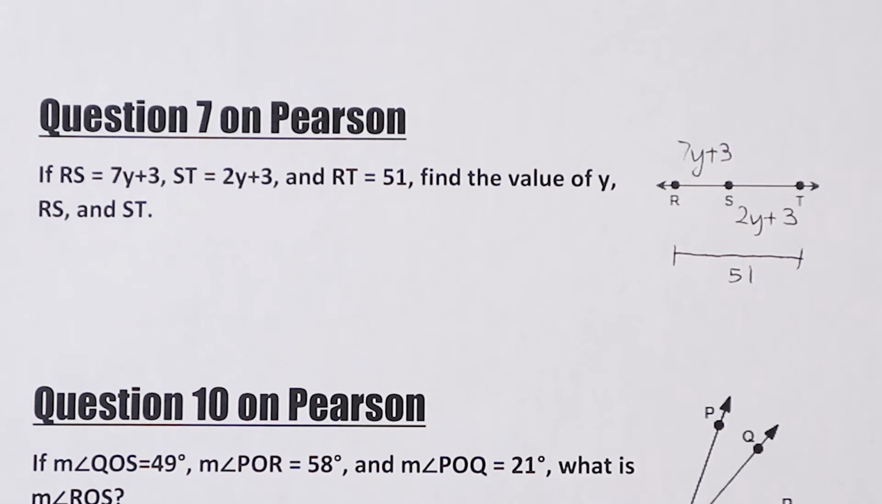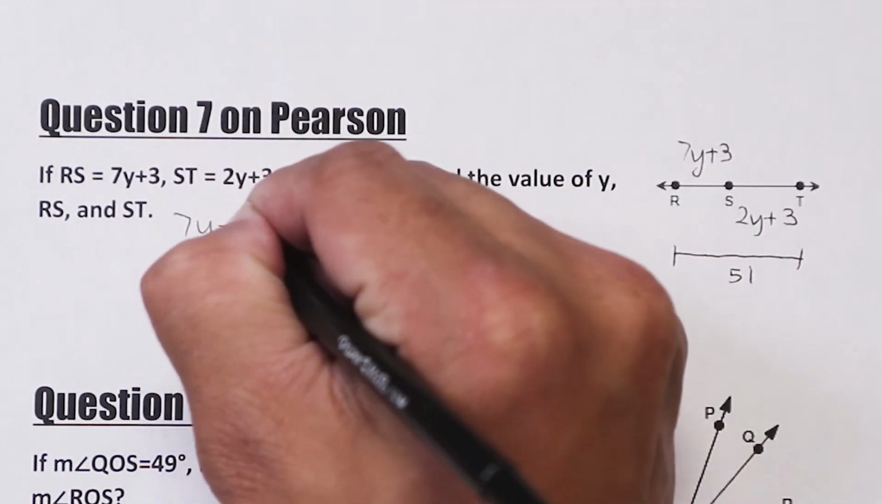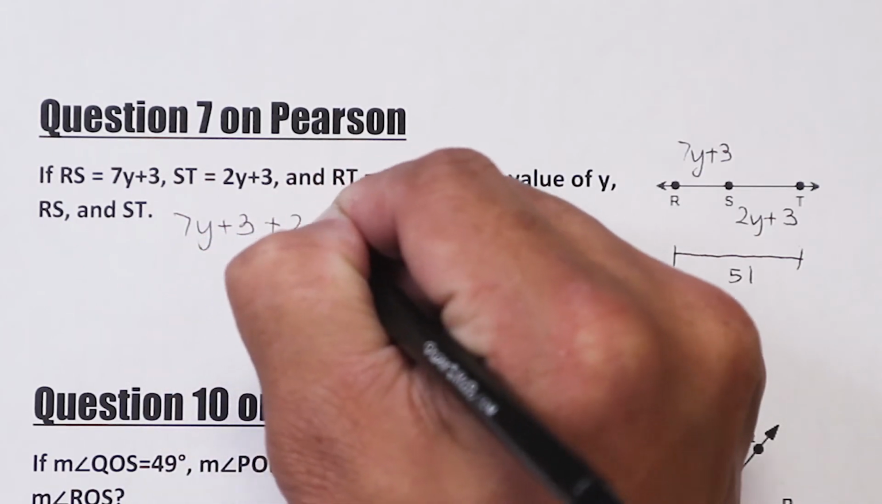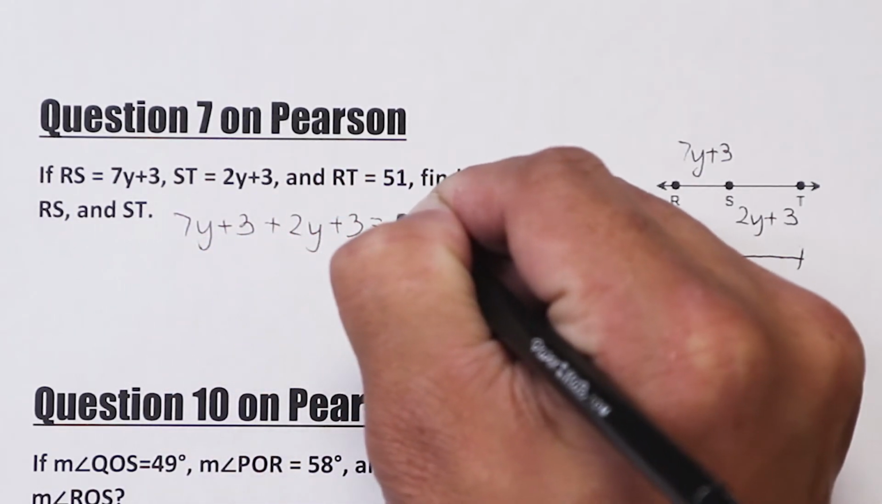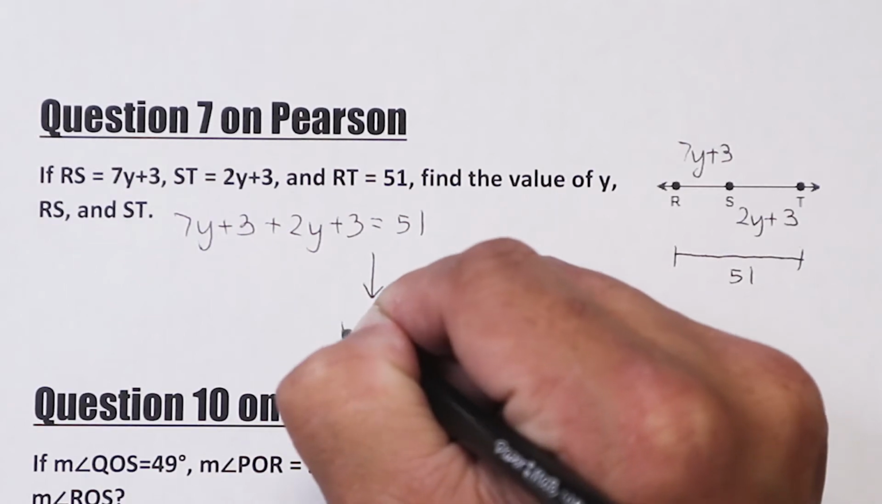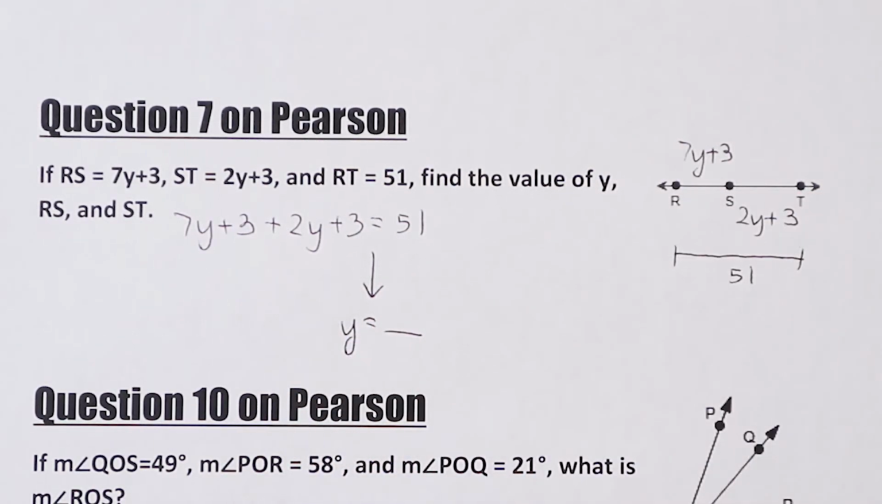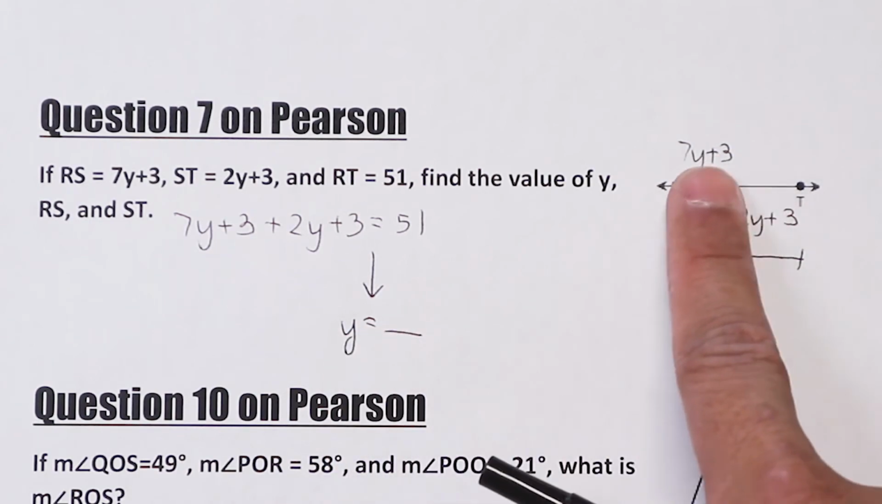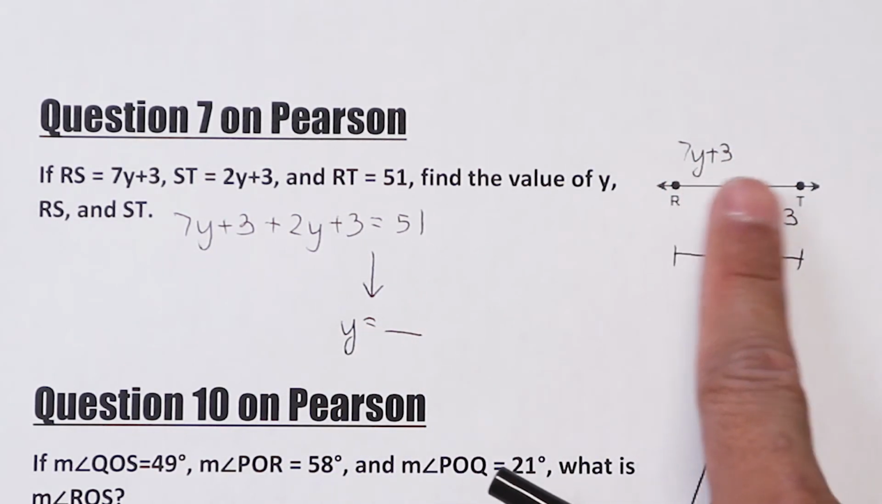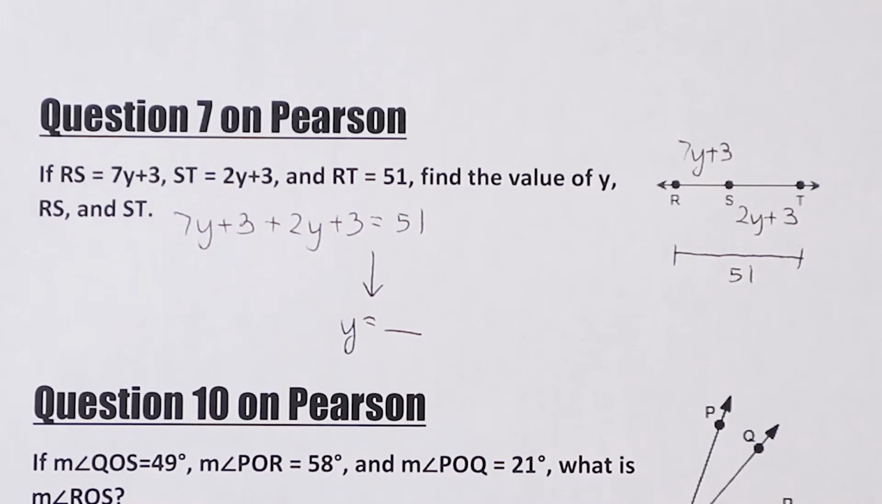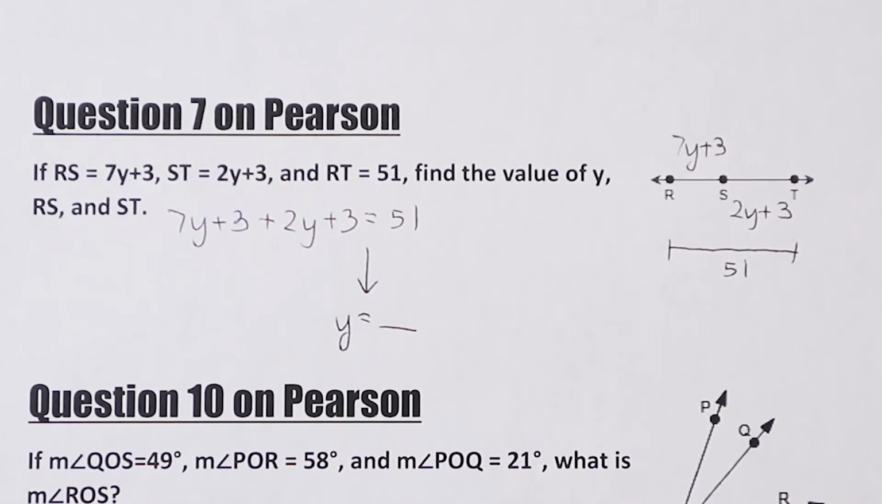So all you have to do is just set up an equation, add these two, and set it equal to 51. So you have 7y plus 3 plus 2y plus 3 is equal to 51. And then at some point, you find what y equals by solving this equation. Now, once you find y, don't forget to plug it back into these two expressions to find the length of each one, RS and ST. And that will be the process to do number 7 on Pearson.